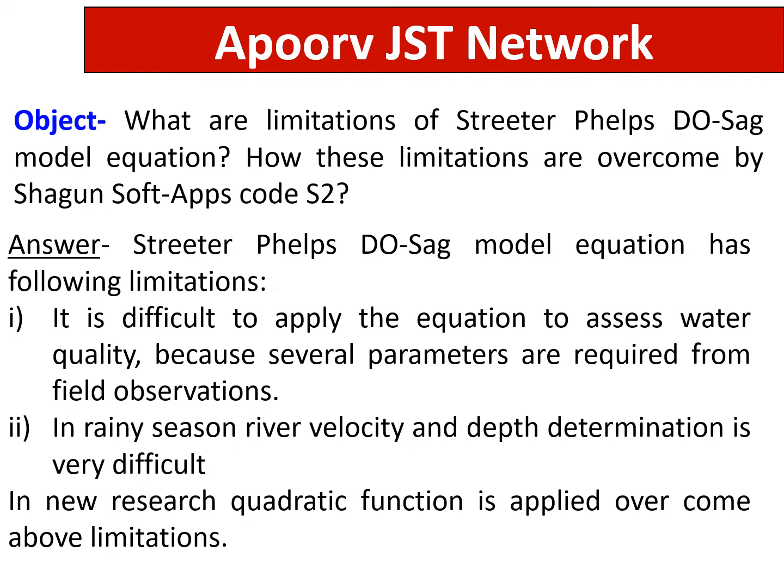Number 1. It is difficult to apply the equation to assess water quality because several parameters are required from field observations. Number 2. In rainy season, river velocity and depth determination is very difficult. In the new research, quadratic function is applied to overcome the above limitations.